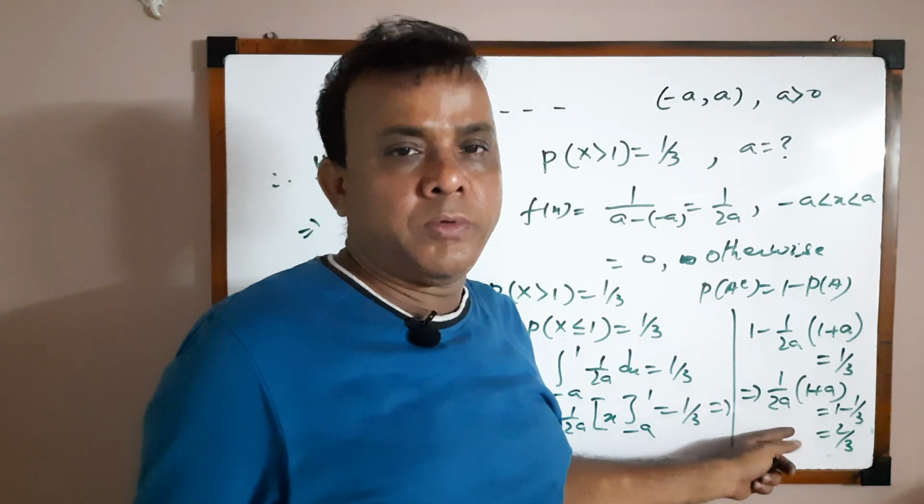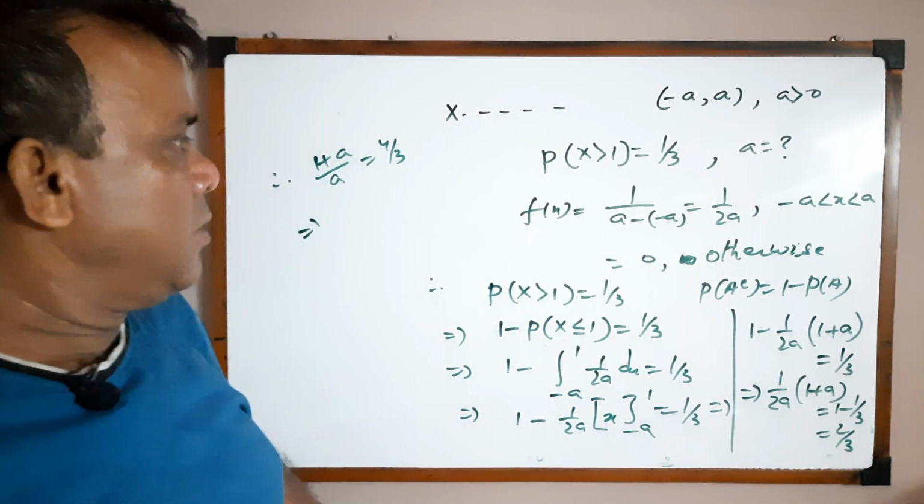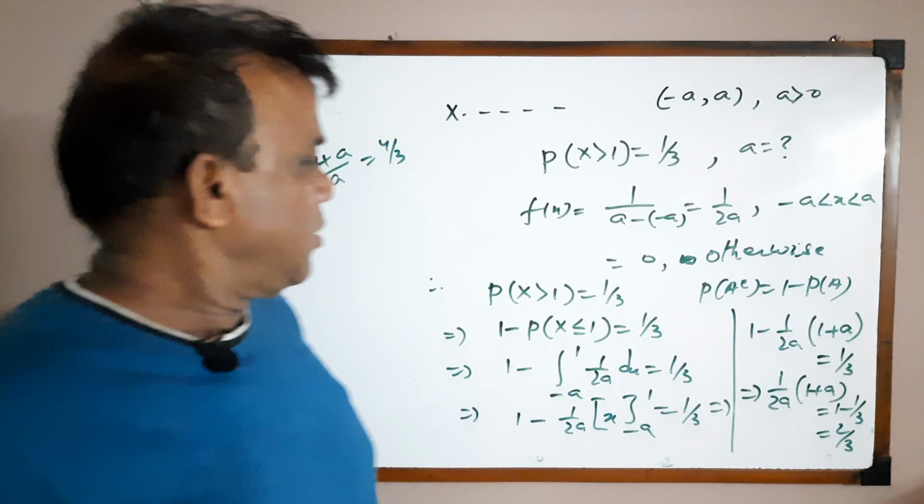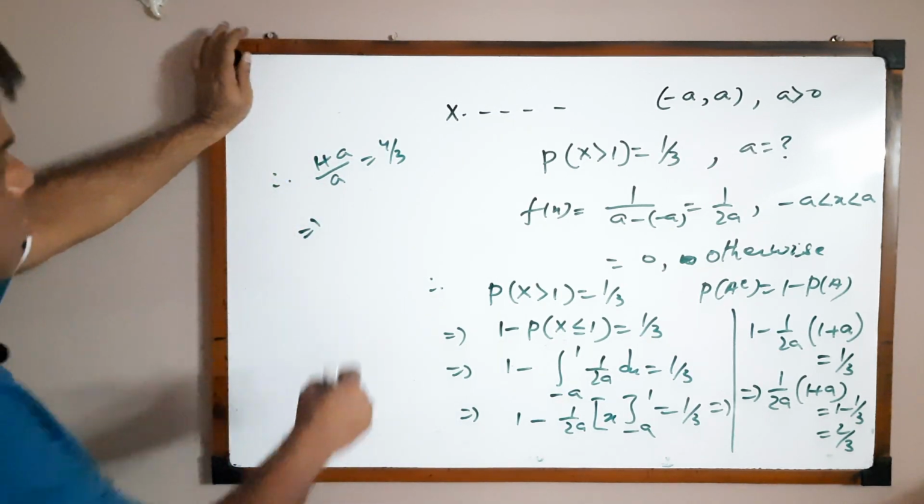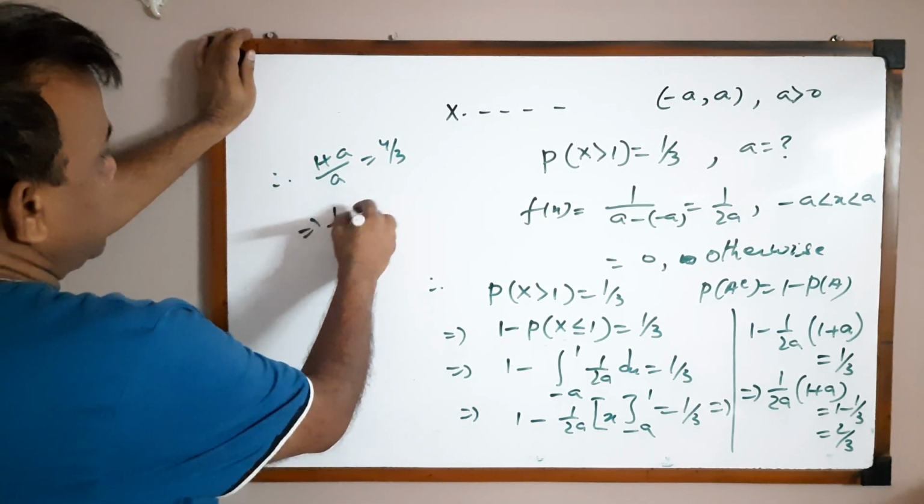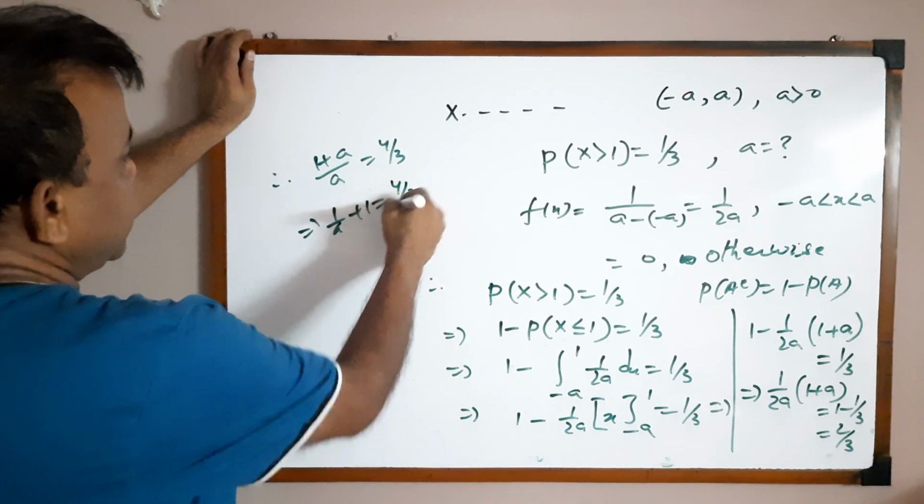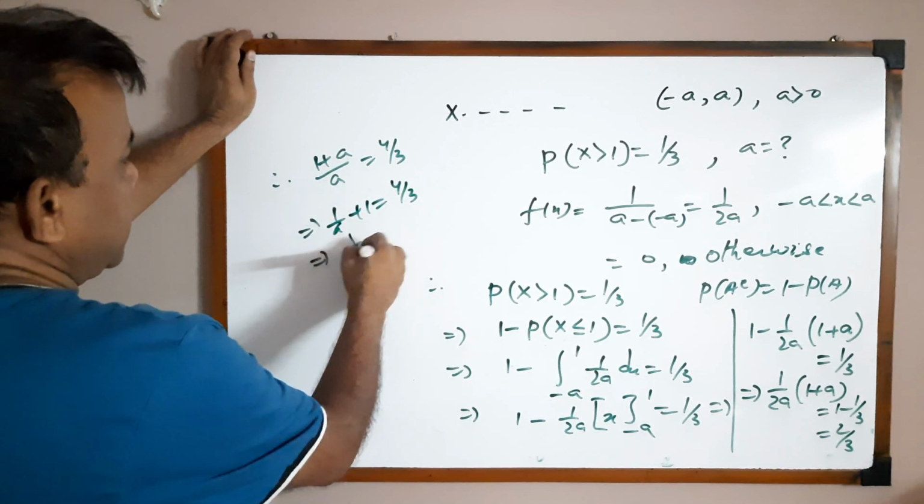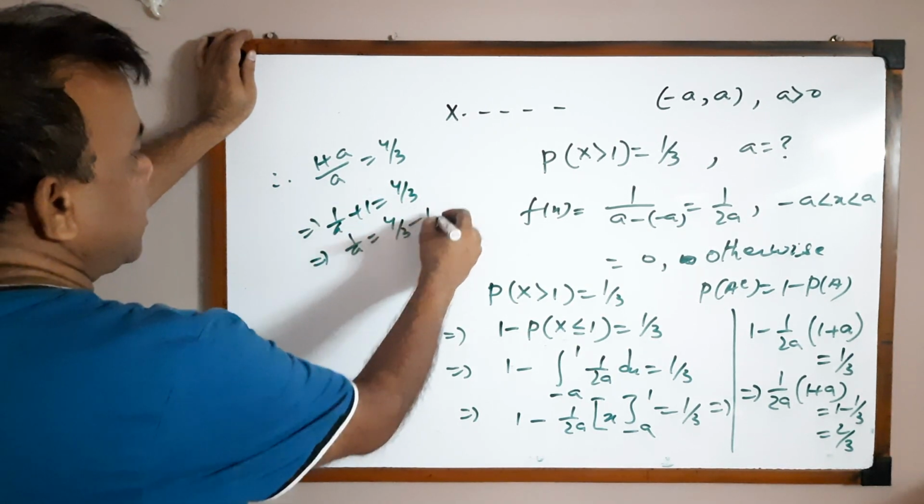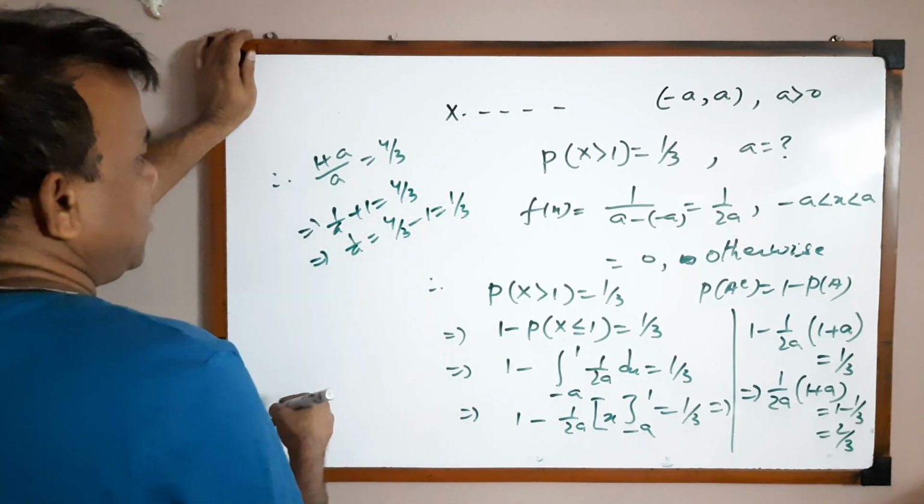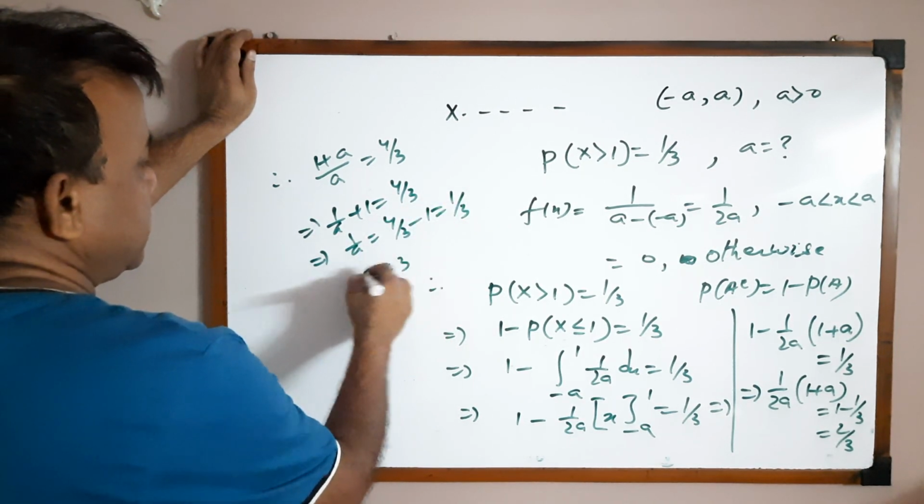Very easy to solve. One by a plus 1 is equal to 4 by 3. 1 by a equal to 4 by 3 minus 1. That means 1 by 3. So a equals finally 3.